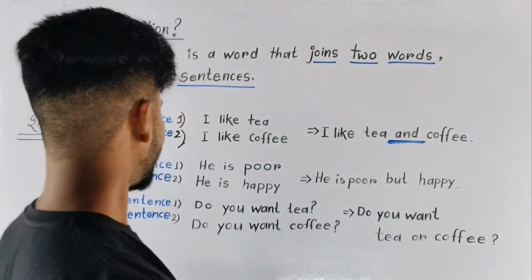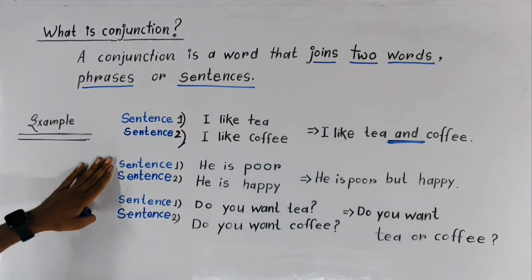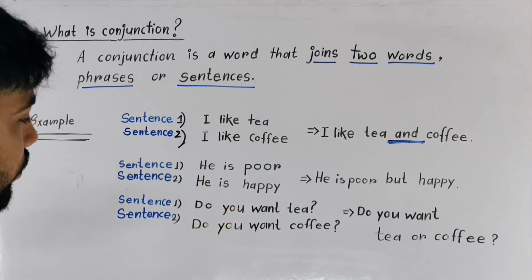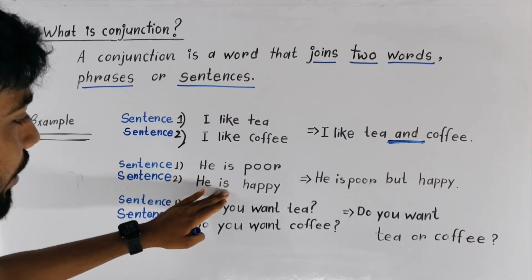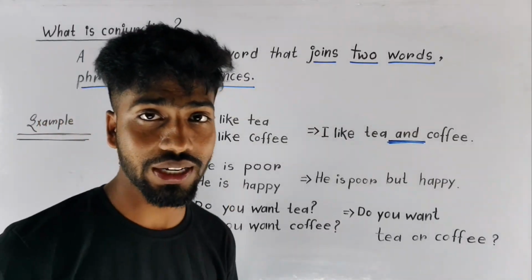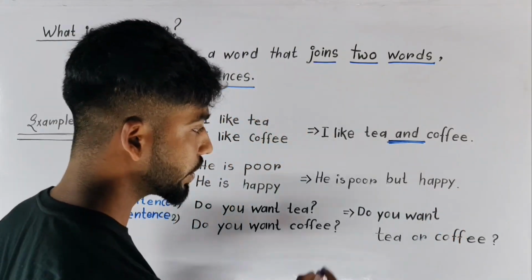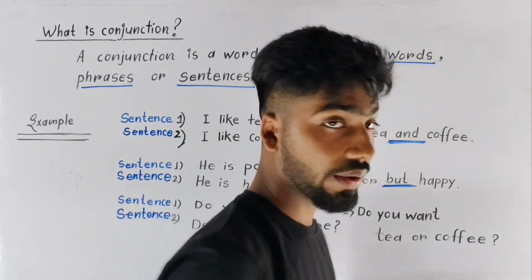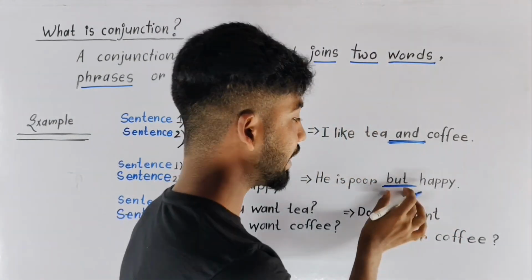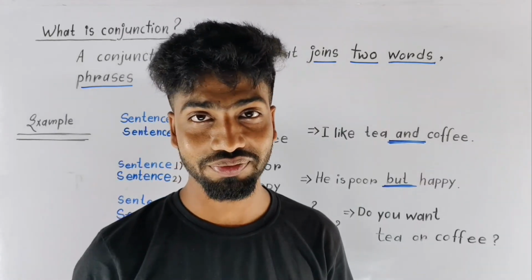Next example. Sentence number 1, he is poor. Sentence number 2, he is happy. So the final sentence is, he is poor but happy. Here, but shows contrast. So but is also a conjunction.